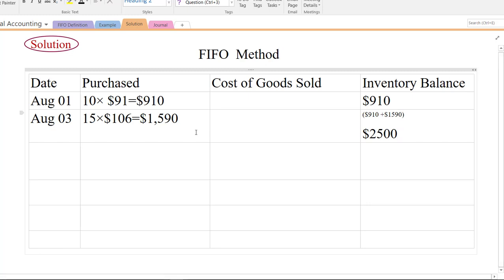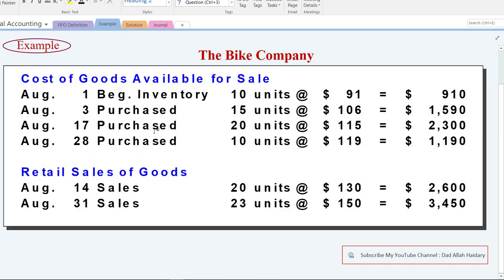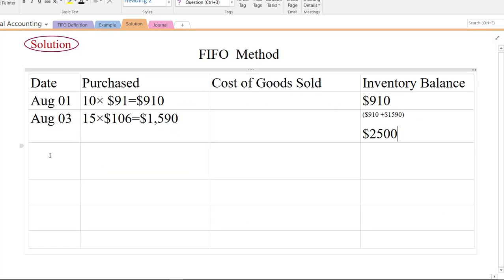Now coming to the next date, let's look at the next date, that how many inventories we have and how many inventories purchased. Next date is, students, that you can see here. Let's look at the example. Next date is August 17. On August 17, again there is purchase of 20 units with the cost of 115 USD. So let's write it here. First I have to write the date. The date is August 17.